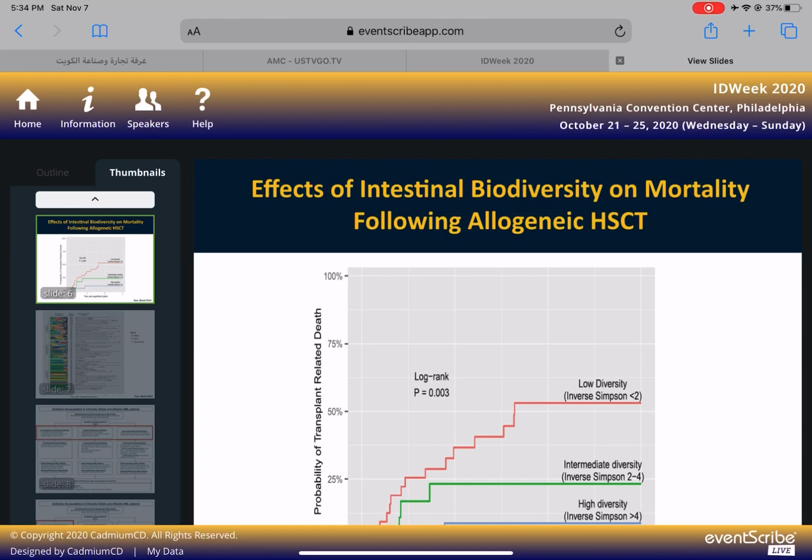Another reason to consider de-escalation in fever neutropenia patients is the impact of intestinal biodiversity on mortality when patients ultimately end up needing a bone marrow transplant. This is a nice study that was published in Blood in 2014 that looked at the intestinal biodiversity and classified it as low, intermediate, or high. And as you can see, if you have a low diversity of your normal flora, then your mortality rate is significantly higher than if you had intermediate diversity or high diversity.